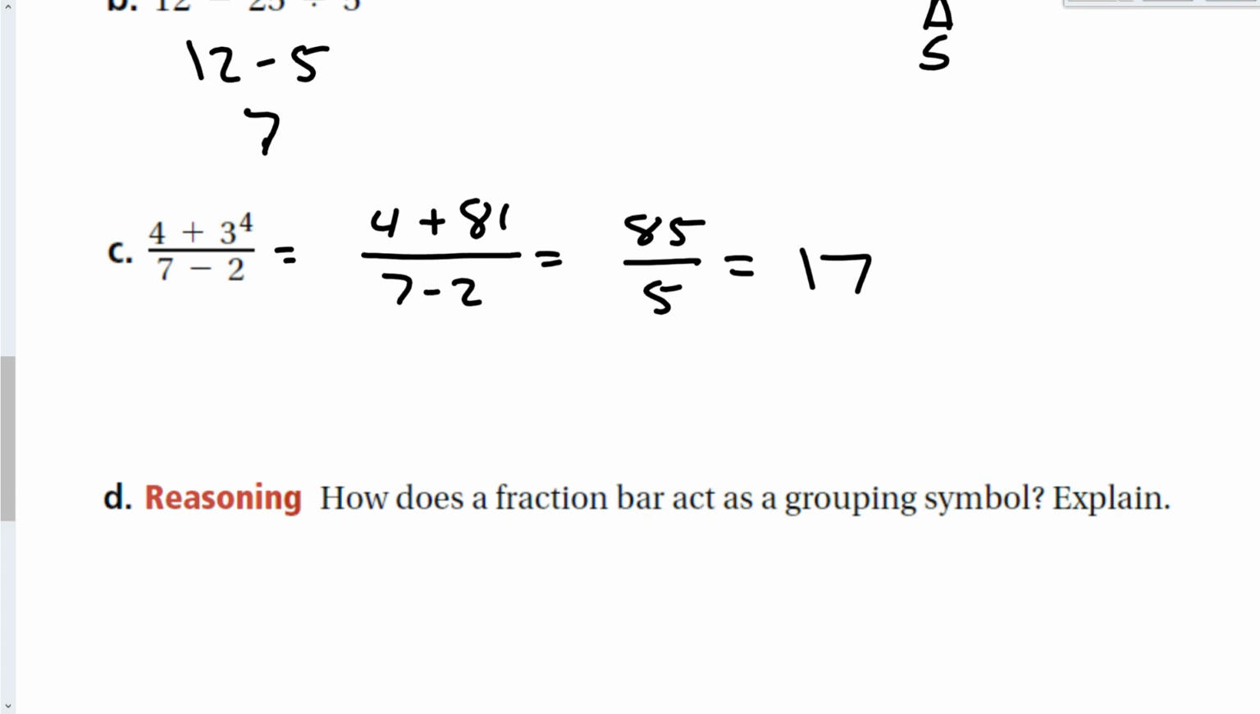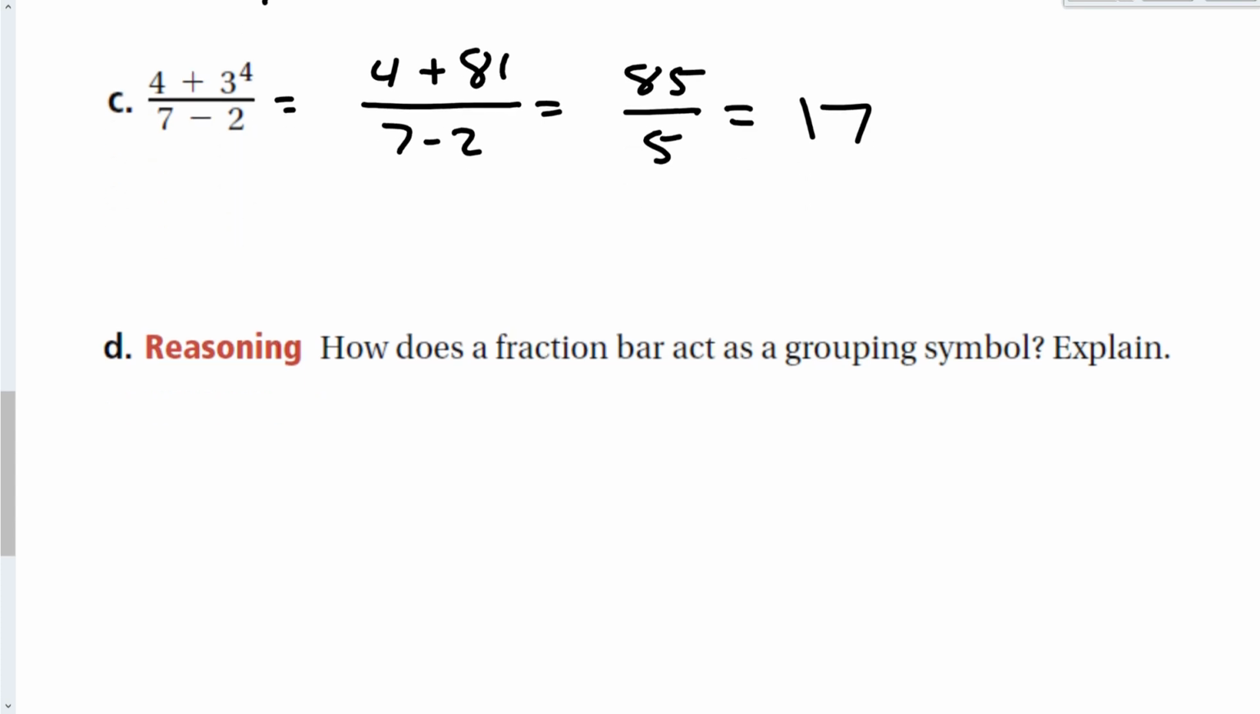Okay, so it is very important to simplify the top first, then the bottom, and then we can combine both terms. And you can see with D, how does the fraction bar act as a grouping symbol? Well, because we had to do the top first and then the bottom, if I actually wanted to write this out without a fraction bar, let's get rid of those so we can see it, we would have 4 plus 3 to the 4th power. If I just put the division symbol there, what does that say?